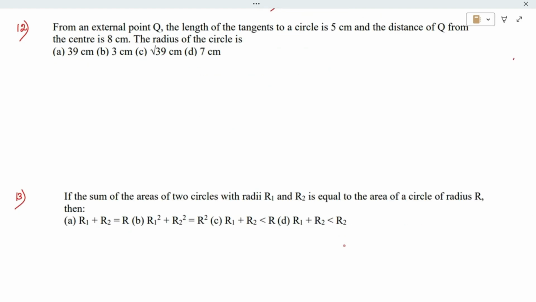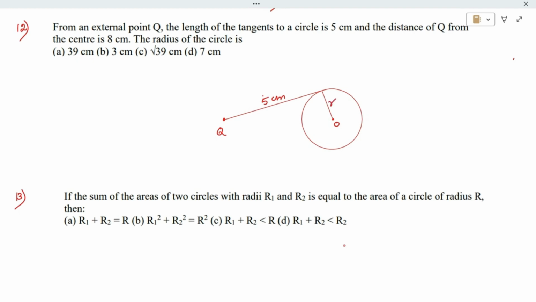Question number 12. From an external point Q, the length of a tangent to the circle. So let me have a circle here. The external point is Q, and I'm going to draw the tangent to a point on the circle. Okay, so this is going to be 5 centimeter. Okay, and there is a center O. Now, I'm joining the O to the point where the tangent touches. Okay, so this is nothing but radius, isn't it?